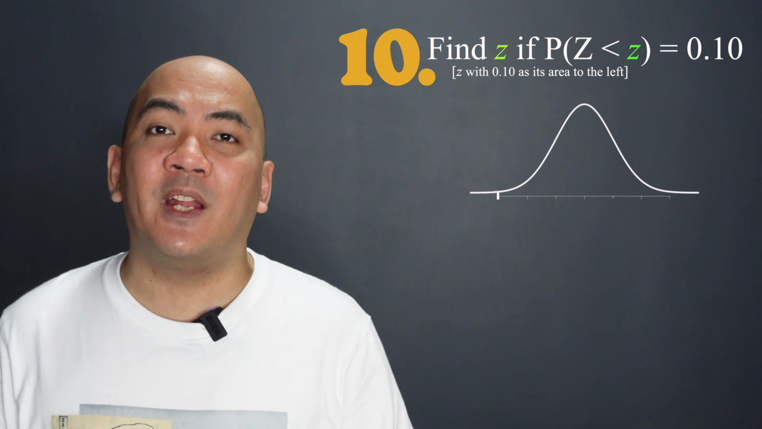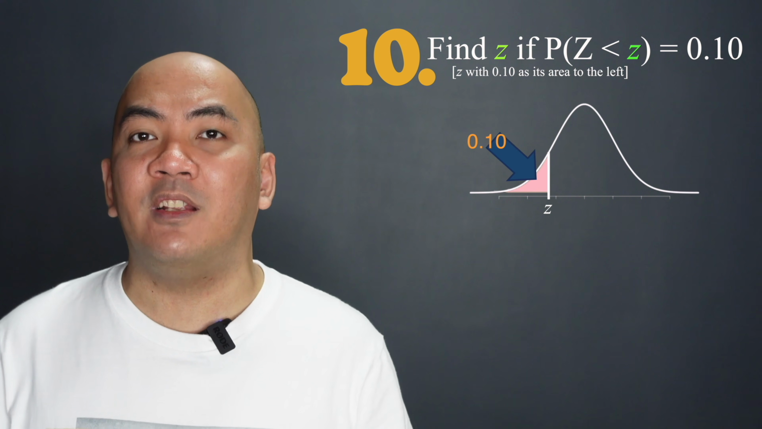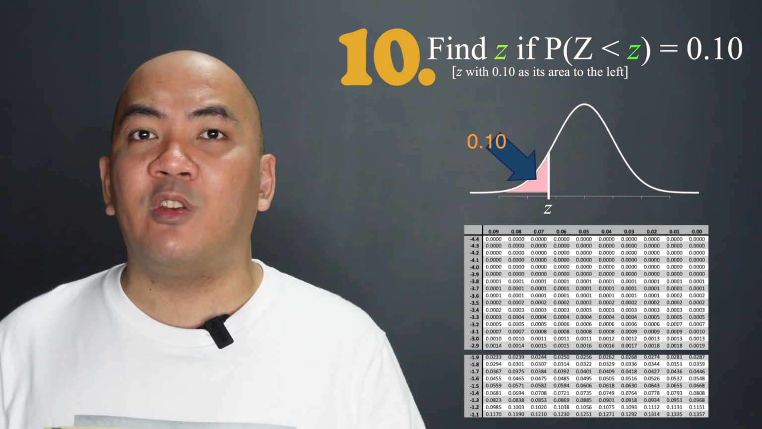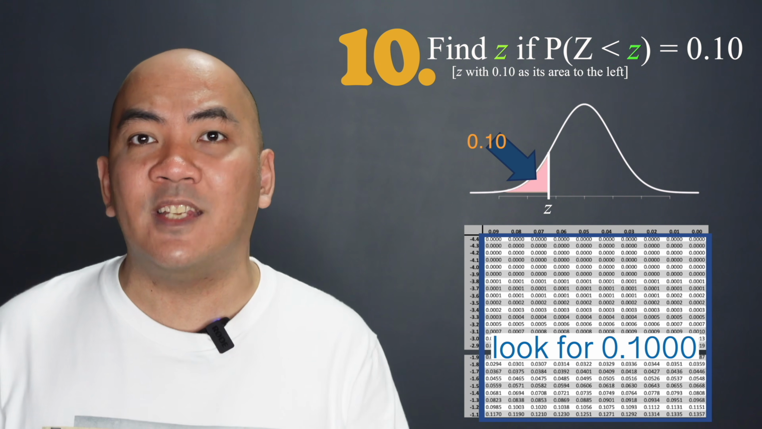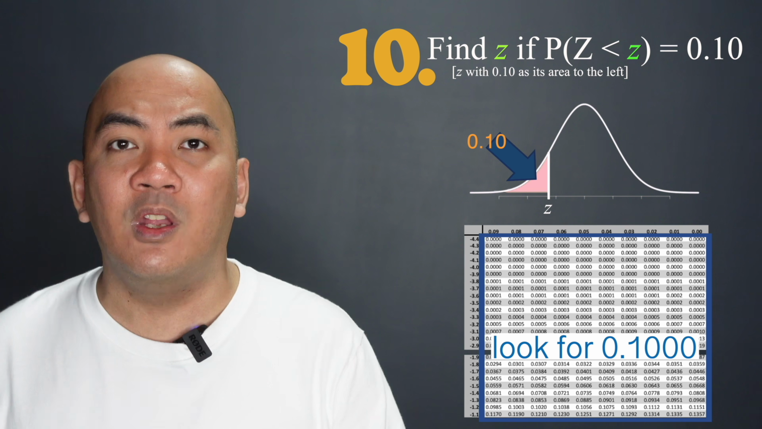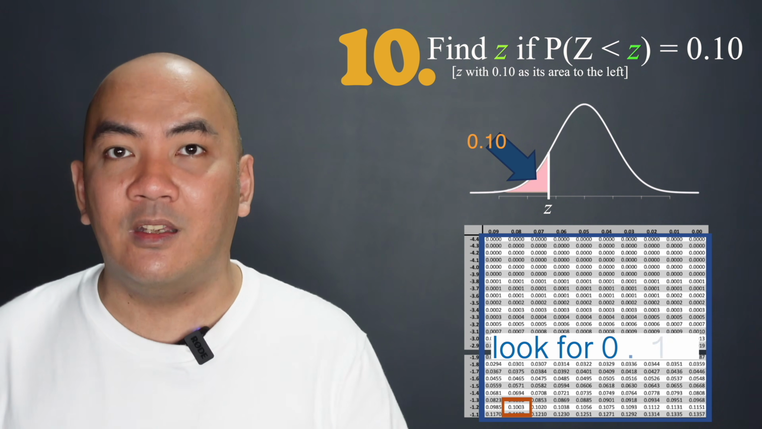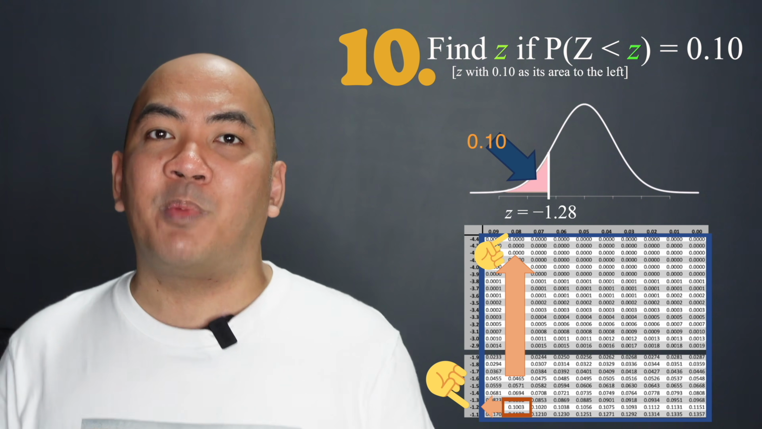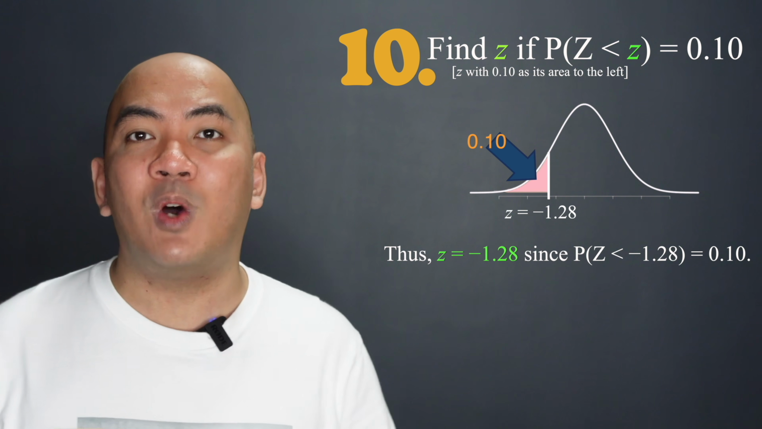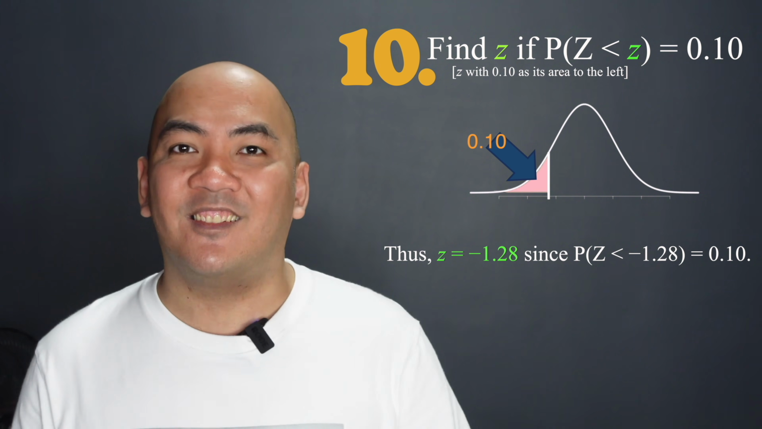And likewise, if you want to find the value of z in which the cumulative probability is 0.10, you just have to make use of the table and you will see that the nearest value to 0.10 or 0.1000 is 0.1003, which is at z equals negative 1.28. Thus, we may say that the probability of z to be less than negative 1.28 is 0.10.